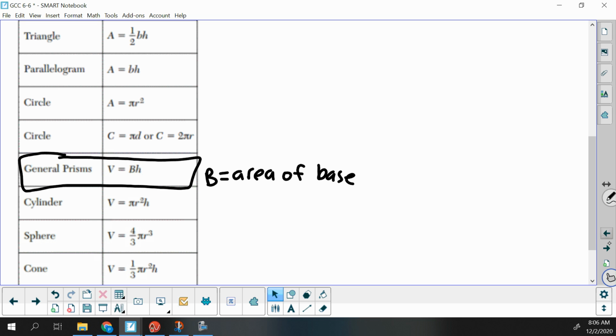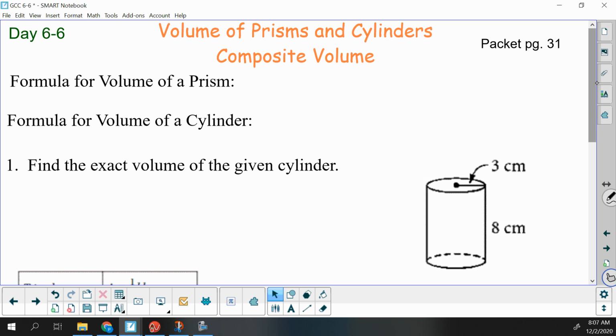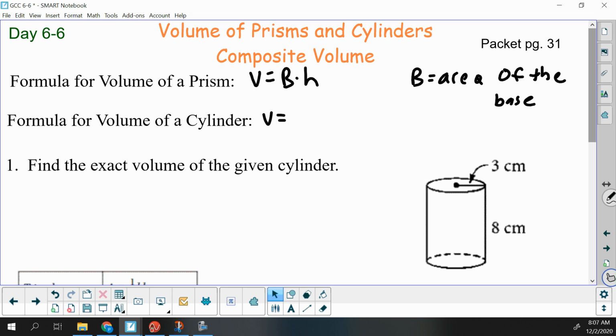For a cylinder, it's basically the same thing, but your base is a circle. But they break it down for you separately. So a cylinder, you have pi r squared and then times the height. So if we go back up here, our volume for our prism, V was just equal to capital B times H. Again, where B is the area of the base. And then our volume formula for a cylinder, our base was a circle, so we have pi r squared times H.